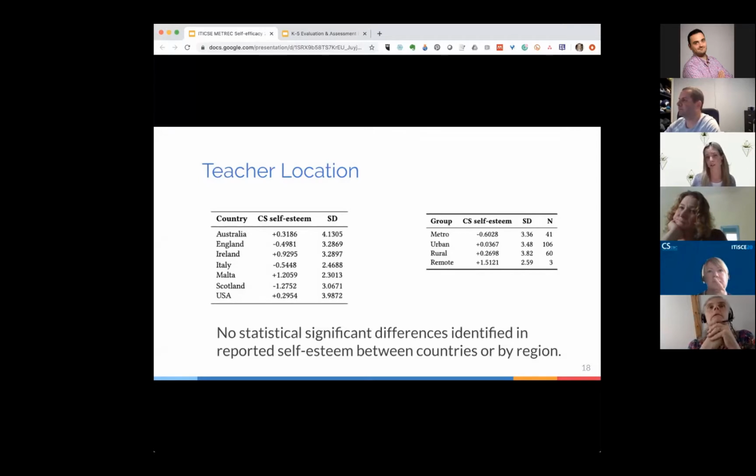No significant differences were found between location groups, but we did notice slight differences between teachers who were living further out of the city. They were reporting lower levels of self-esteem.